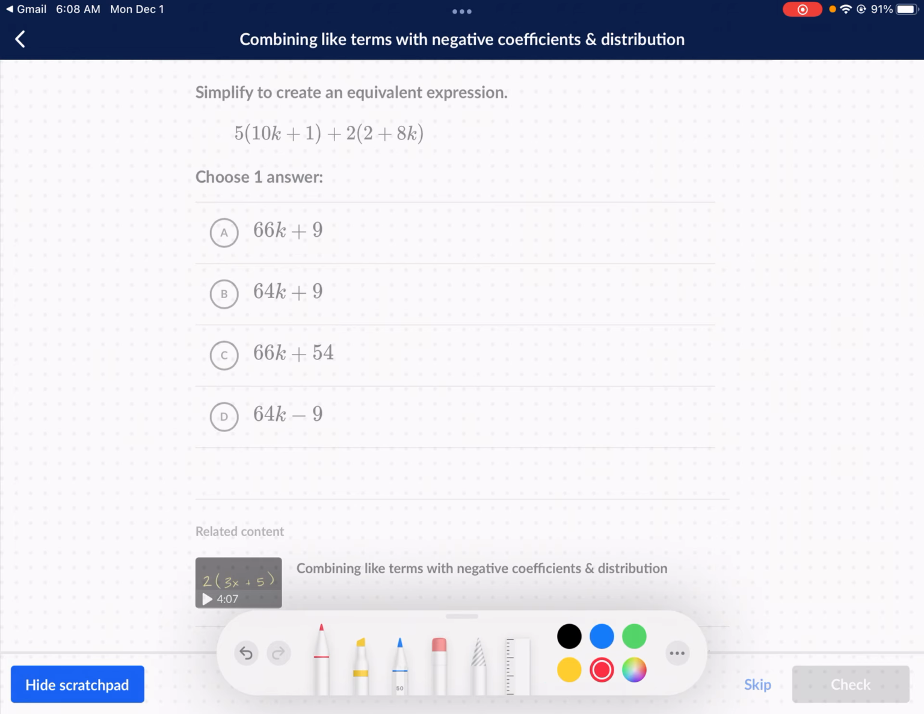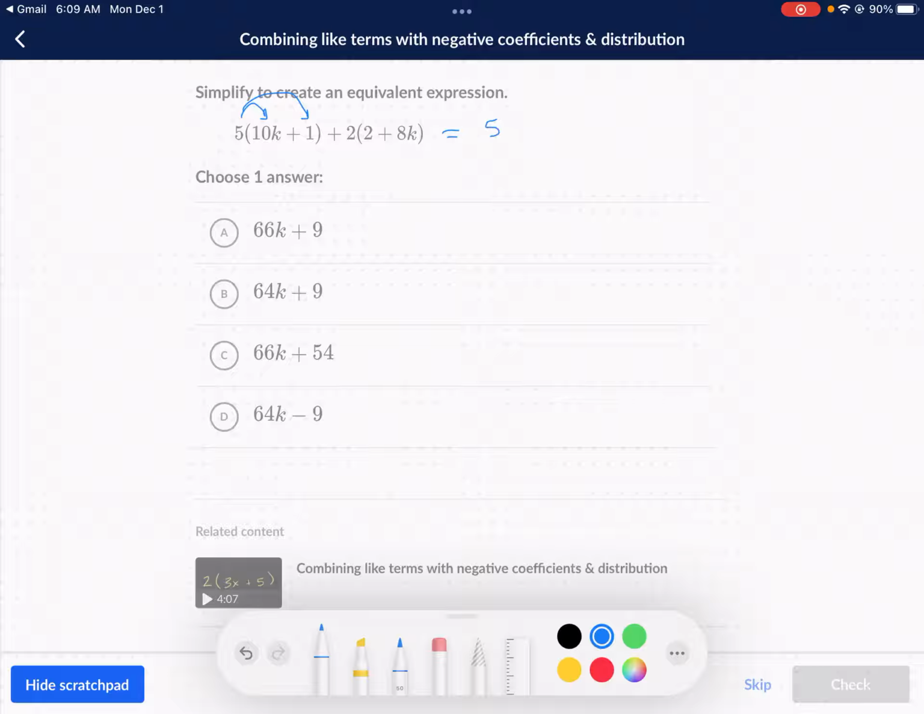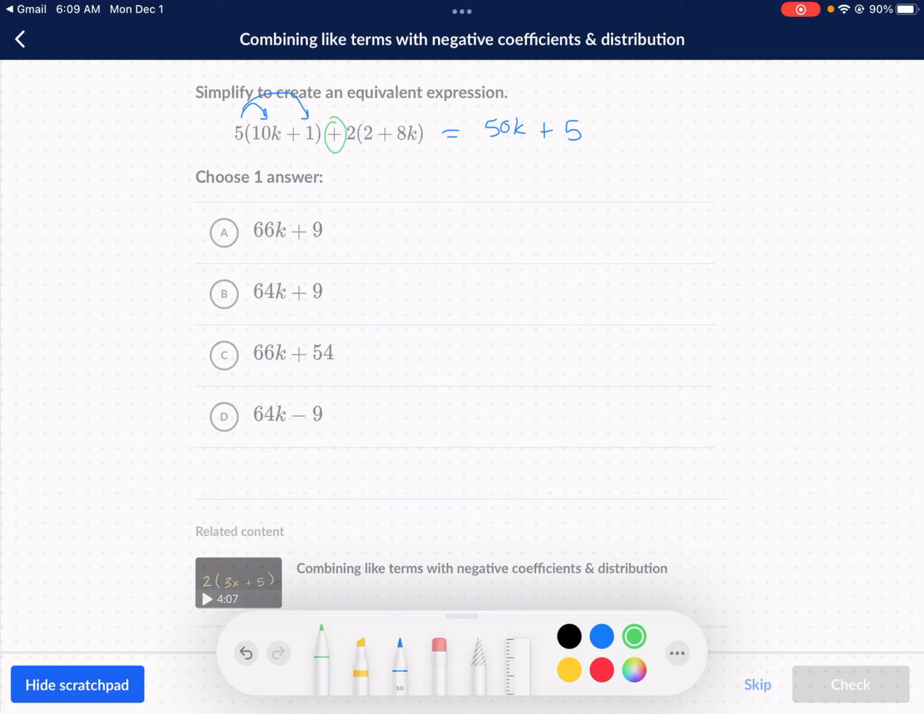This one looks pretty easy because they're all positives. Positives make it a lot easier. So let's go ahead and show what that looks like. I like drawing these little arrows. That reminds me that I need to do it. And if there were 3 terms on the inside, you need to do it to all 3. So let's go ahead and get started. So we got 5 times 10k, that's 50k, plus 5 times 1, and that's 5. I'm going to copy down the plus sign in between these two expressions, plus, and then I have 2 times 2, that's 4, and then 2 times 8k, that gives me 16k.